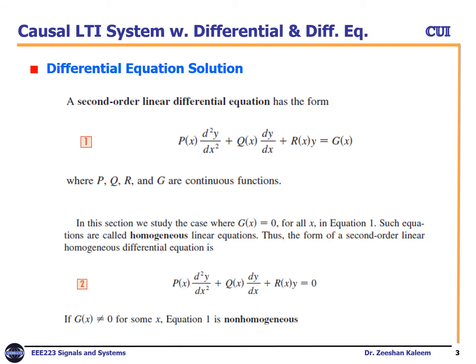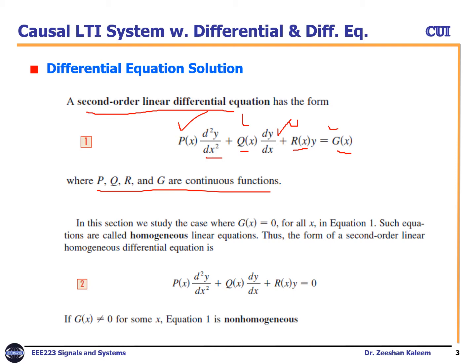First of all, let's review what differential equations are. For example, a second order linear differential equation has this form: P of x times d squared y over dx squared, second order derivative, plus Q of x times the first order derivative, plus R of x times y equals G of x, where P, Q, R and G are continuous functions.